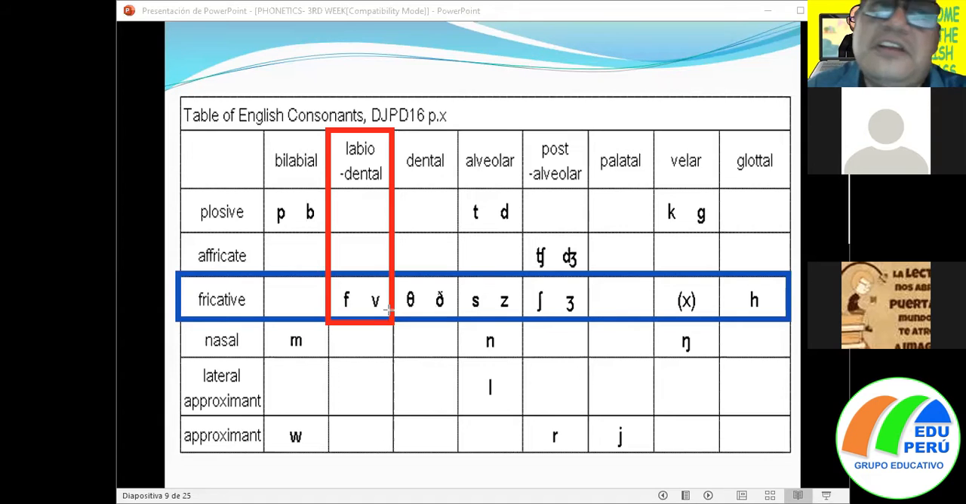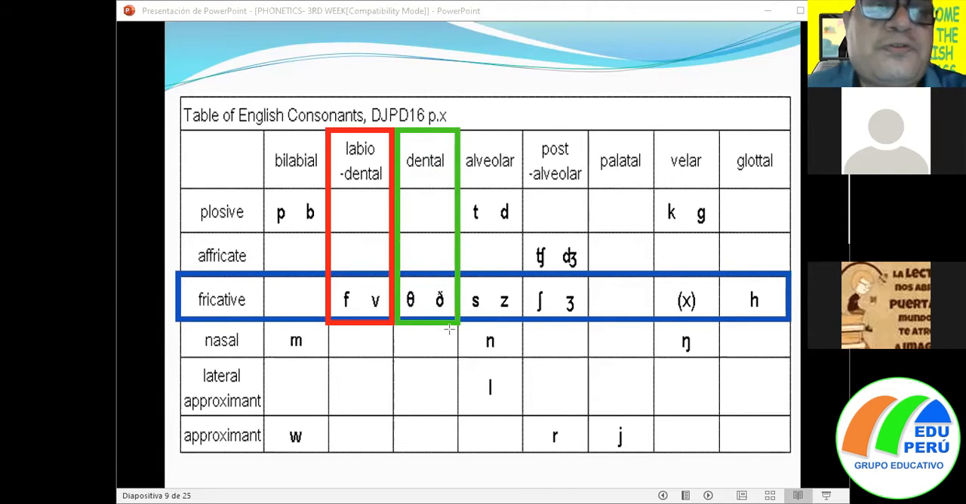Teacher, the vibration, as you know it. The first sound is voiceless, no vibration. The second sound, voiced, with vibration. And remember, let's continue with the other two. The other two, I'm going to change the color.